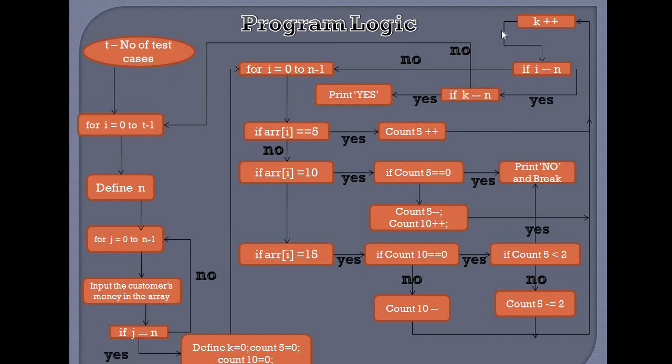After that, the program control is transferred to this condition where the program checks whether all the people in the row standing for the ice cream have been served or not. If the condition is true, then the program control is transferred to this condition, which consequently becomes true as all the people standing in the row to get an ice cream have been served so far, and it simply prints yes. But if the condition becomes false, the program control is transferred to the next test case.